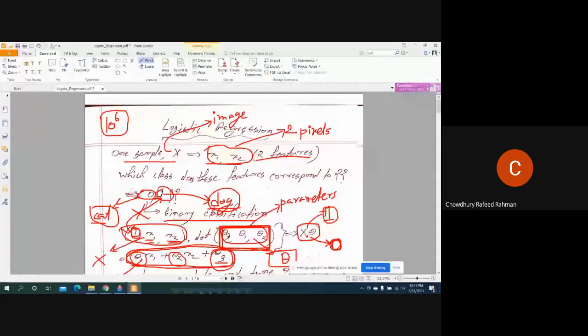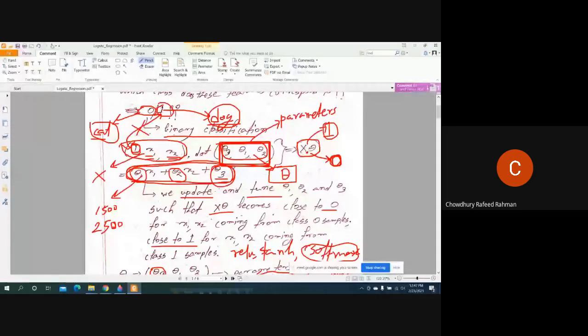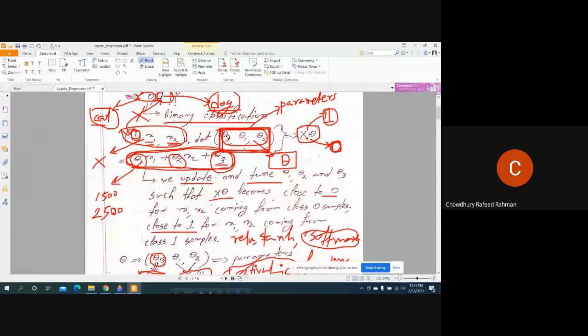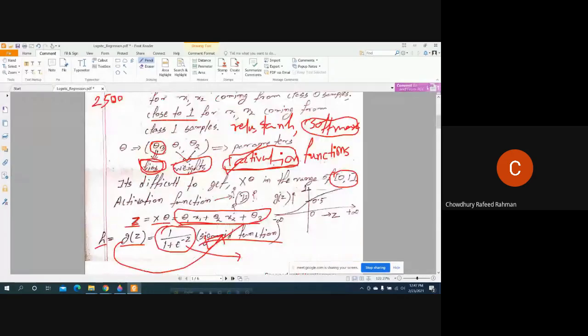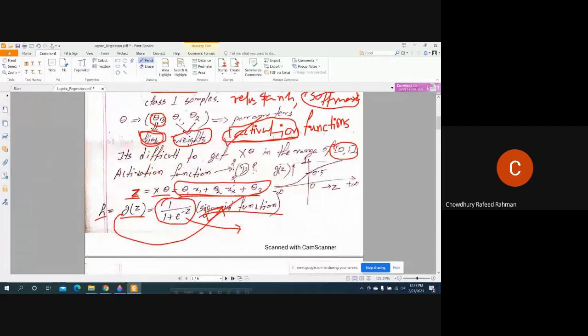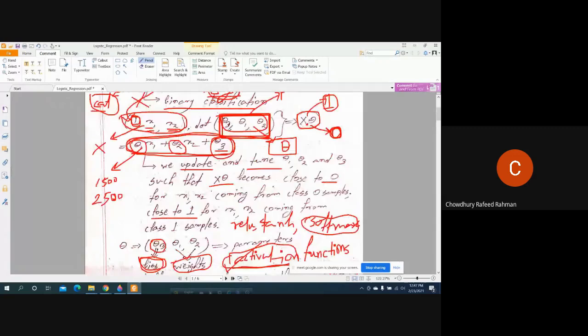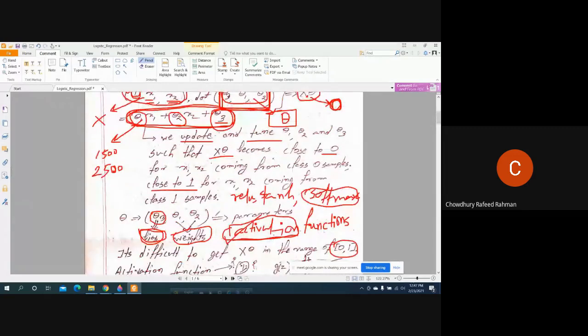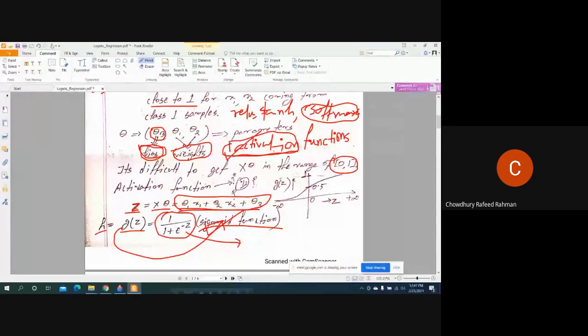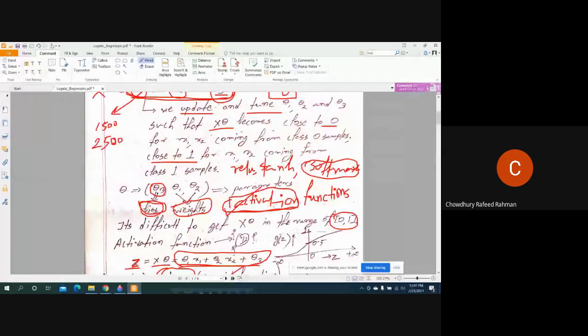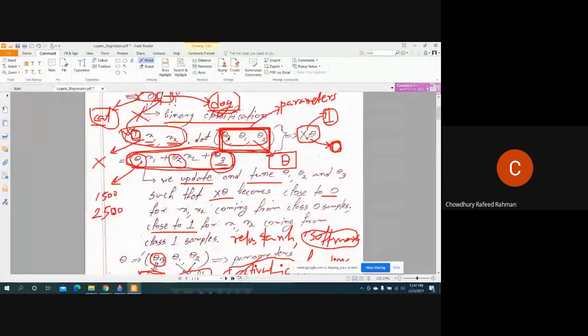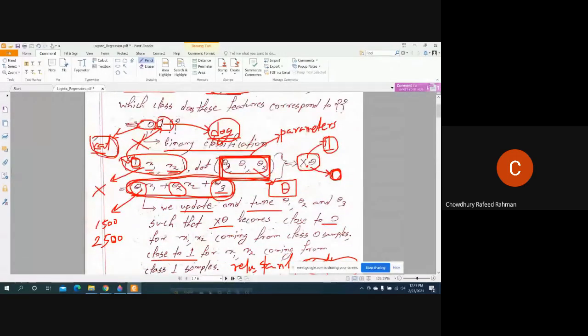So when you save a machine learning model, you actually save this information, the values of thetas and your activation function. Is it clear? Yes, sir. Because if you know the values of your thetas and your activation function, then for any image, you can tell if that image is an image of a cat or an image of a dog.